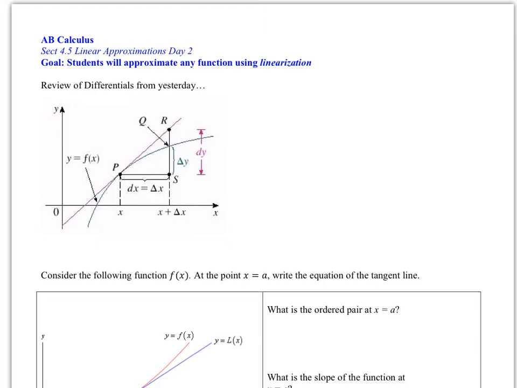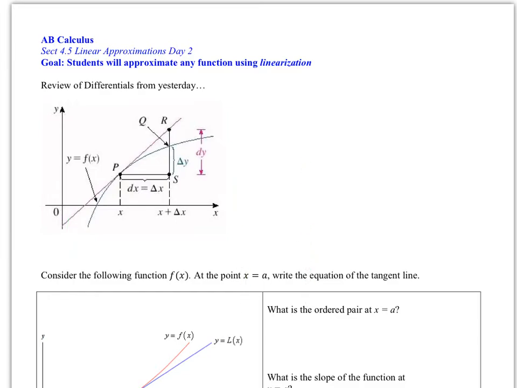Review of differentials from yesterday is what we've got right here. So you'll see we've got x and our x plus delta x, right? Some interval, which we call dx, which is equal to delta x, and our tangent line, which gives us an approximation for the change in y, which we call dy, where the actual change in y we call delta y. Alright, so we're going to find the equation of the tangent line today, which we've done many times before, and we're going to use that.